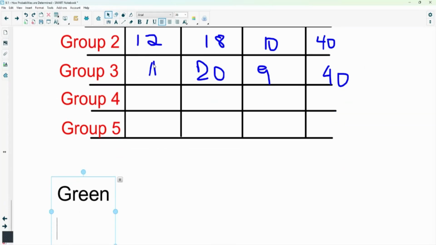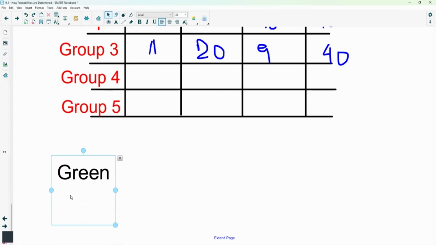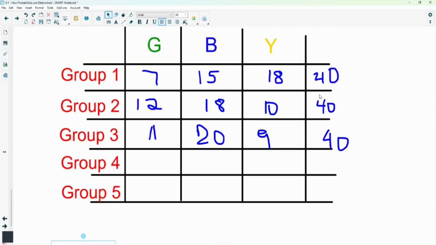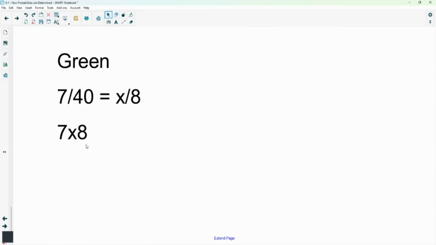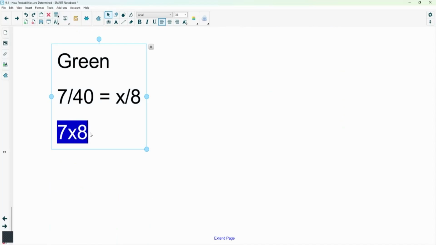So if you got 7, and it's a total of, they appear 7 times. So we're going to do 7, and they did it, I think, 40 times. Yes, this is 40. So 7 divided by 40 is going to be equal to x out of 8 because it had a total of 8 squares inside. That much we know, right? And then once you solve with proportions, you're going to have 7 times 8, and then that is going to be divided by 40.